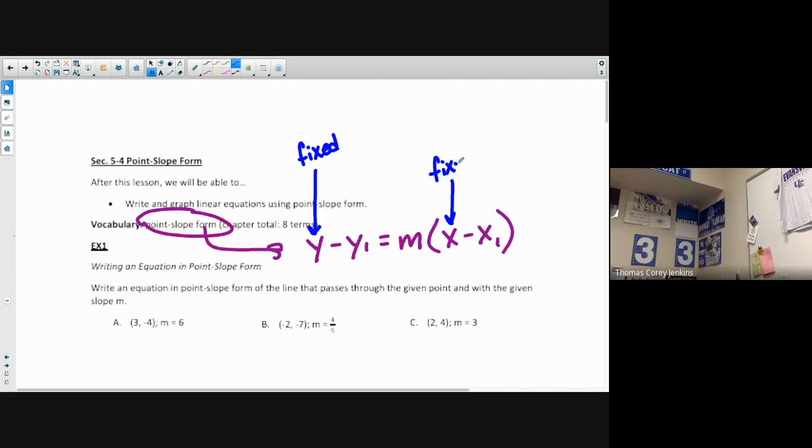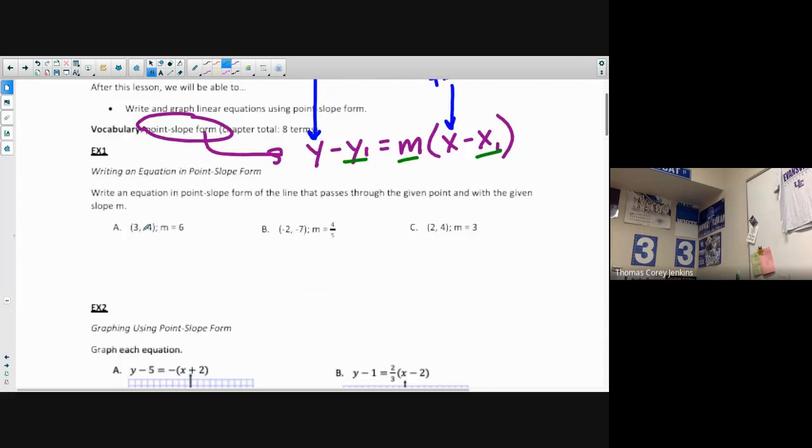And this is fixed. In other words, this is always going to be y, this is always going to be x, right? So when we're trying to produce a point slope form equation, we need a y value, an m value, and an x value. Okay, and that's where we sub them in. All right, so that's a little bit of the basics, and now we kind of learn by doing.